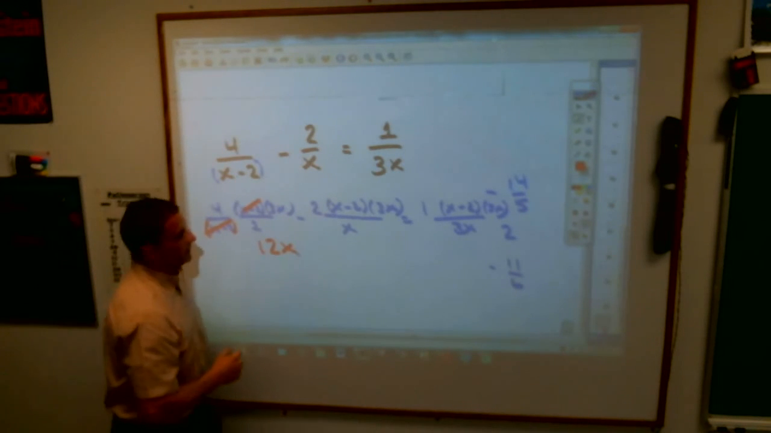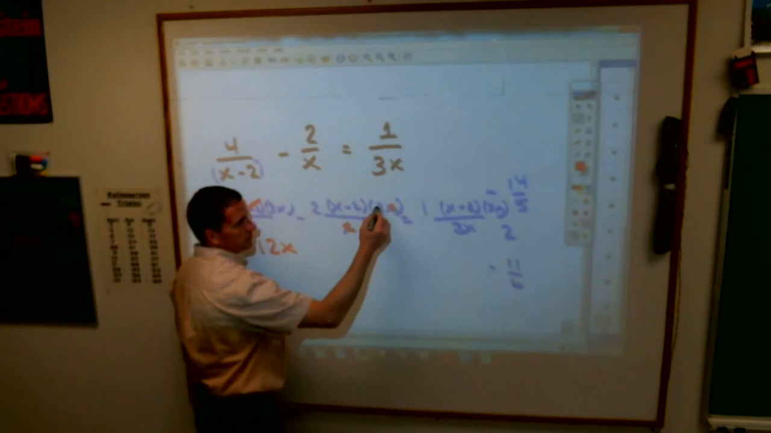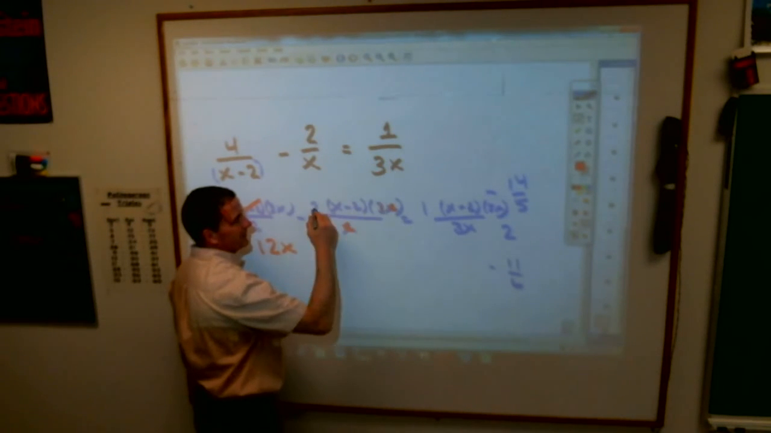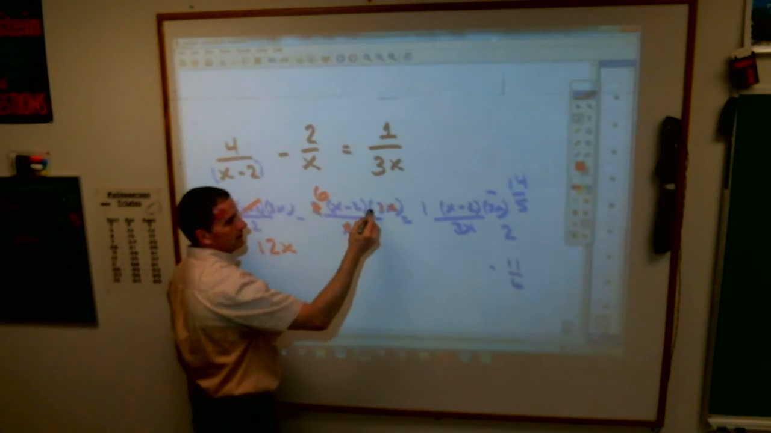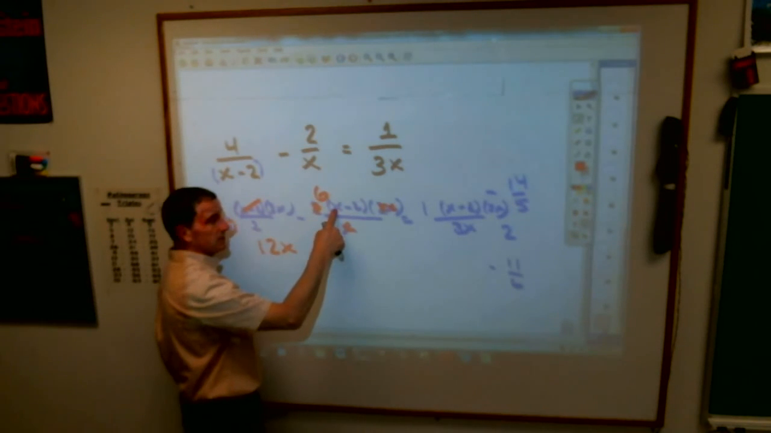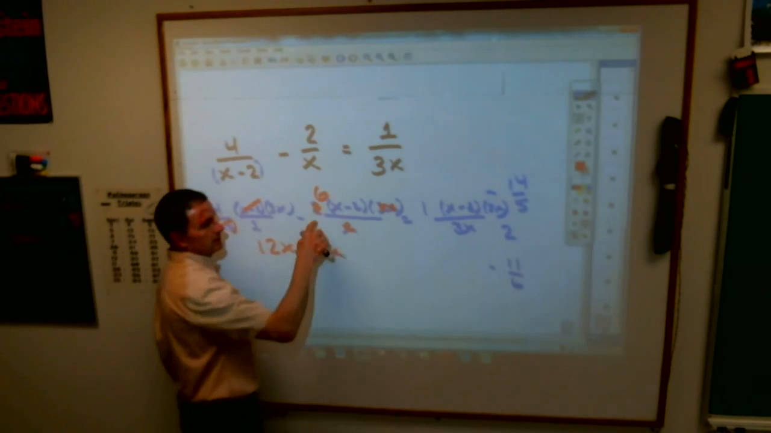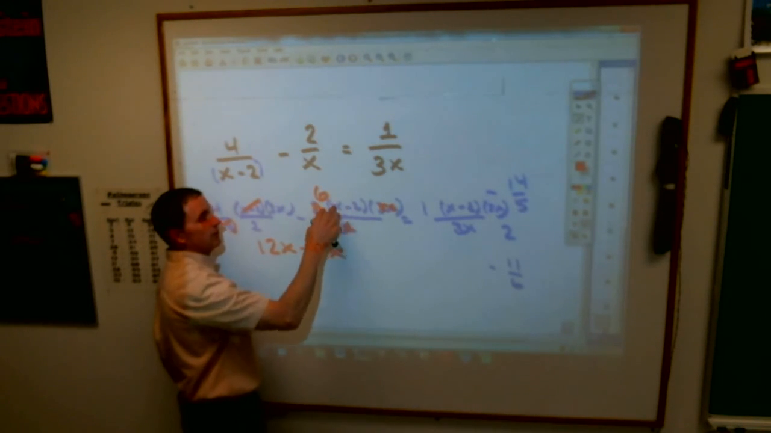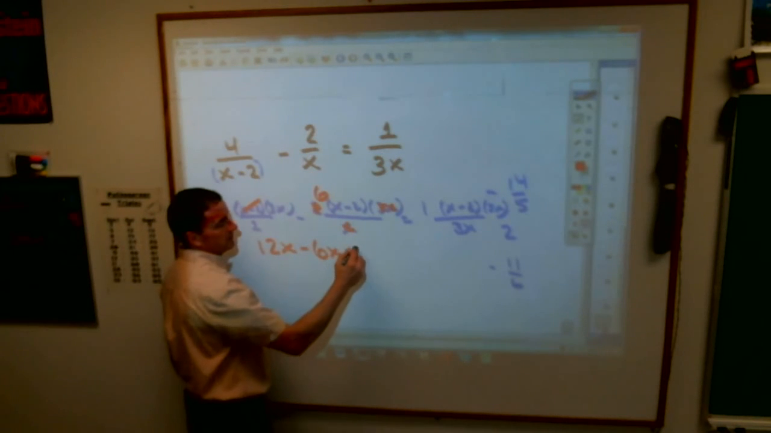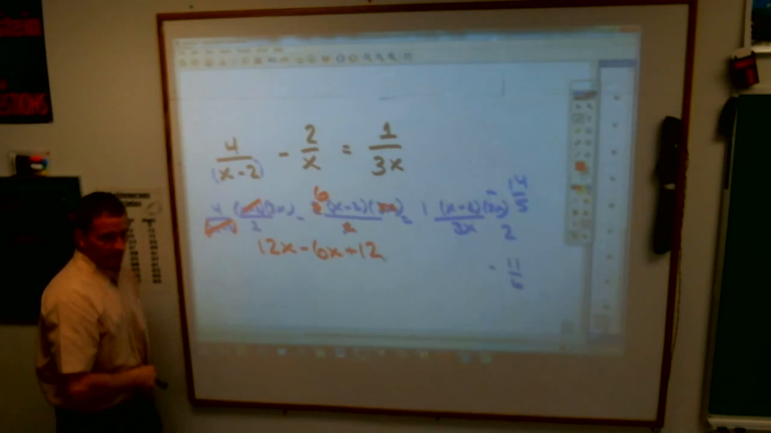Alright. This one, here's the deal. X crosses off with this x, so you're still left with this 3 and the 2. So I maybe make that 6. So I'll need to multiply 6, distributive property. 6 times x is 6x, but there's a minus, so it's a minus 6x. 6 times negative 2 is negative 12, but there's a minus negative 12, which makes it positive 12. And we messed up on that one.